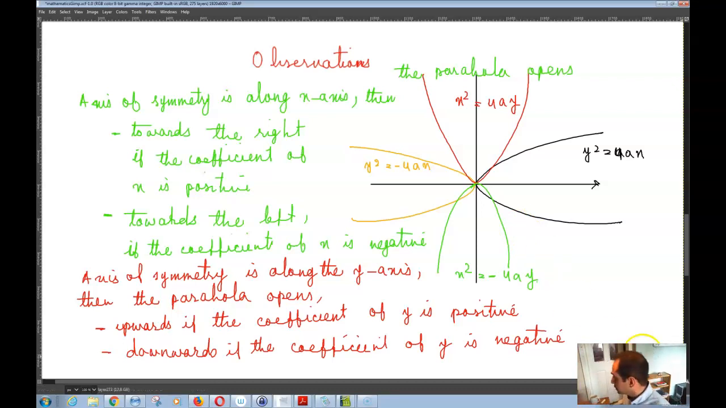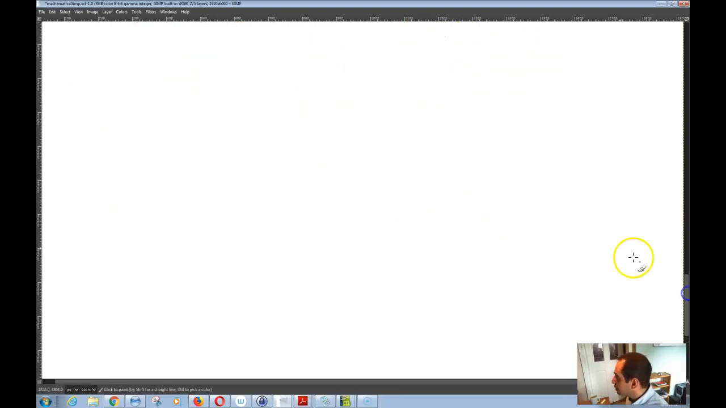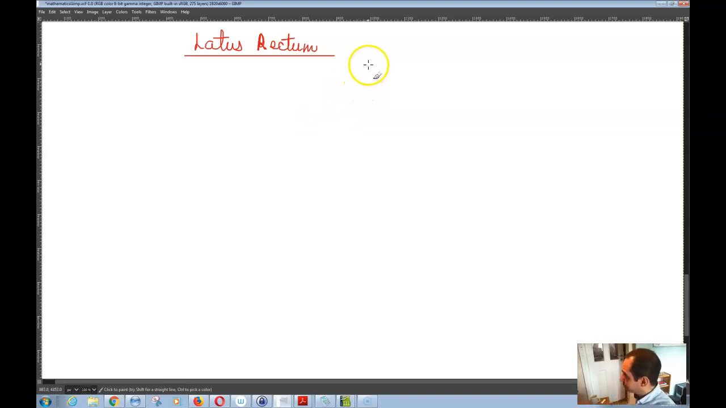There is this little thing left here that we need to discuss, and that is called the Latus Rectum. It has a weird name, Latus Rectum. It is called the Latus Rectum of the parabola. It's supposed to be some Latin name or something. So the Latus Rectum of a parabola is a line segment.